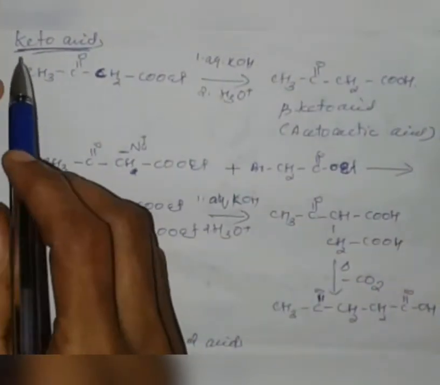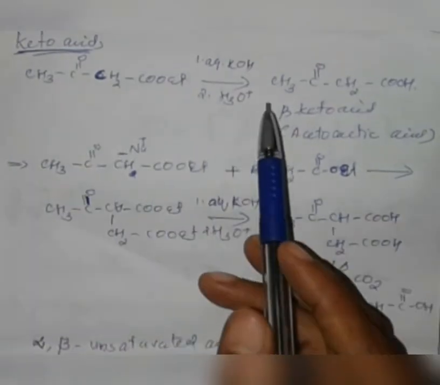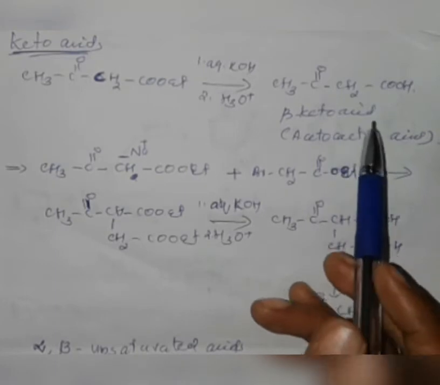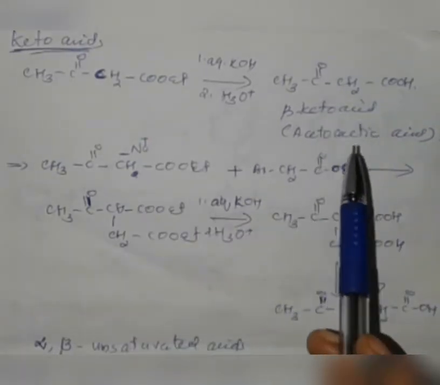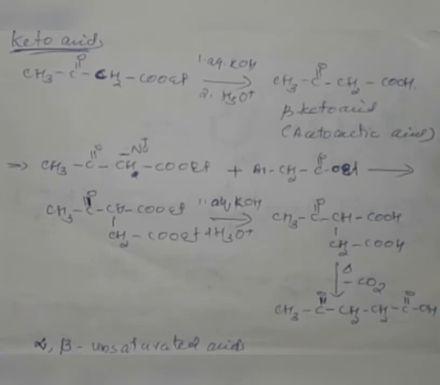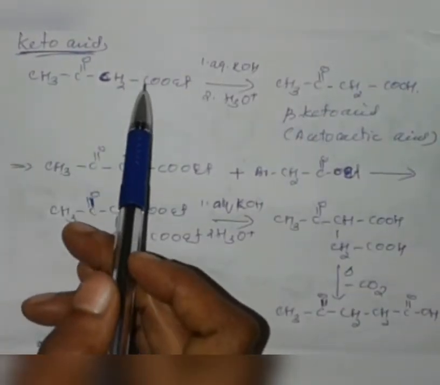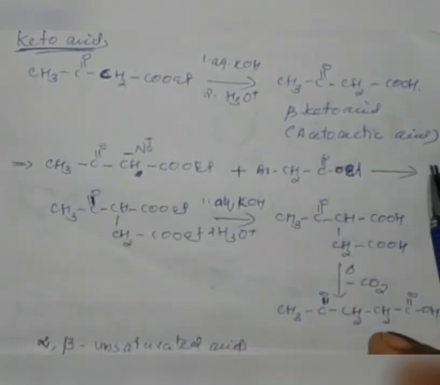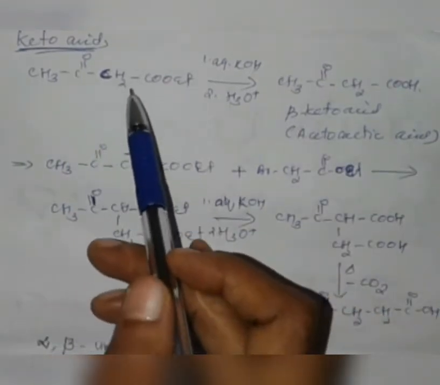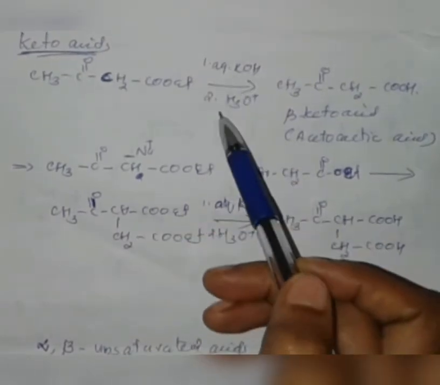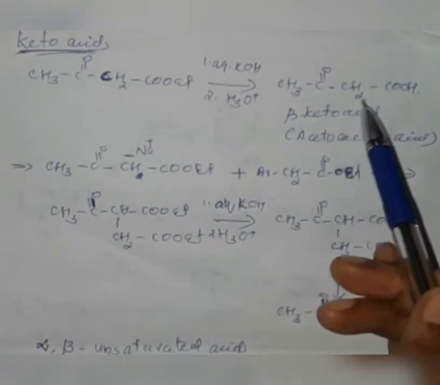Next is the synthesis of keto acids. Keto acids are the acids that contain a keto group and a carboxylic acid group. We can check an example for the synthesis of acetoacetic acid. We know that acetoacetic acid is a starting compound for the synthesis of EAA. So here the ethyl acetoacetate is reacted with aqueous KOH, followed by acid hydrolysis, and we get the keto acid.